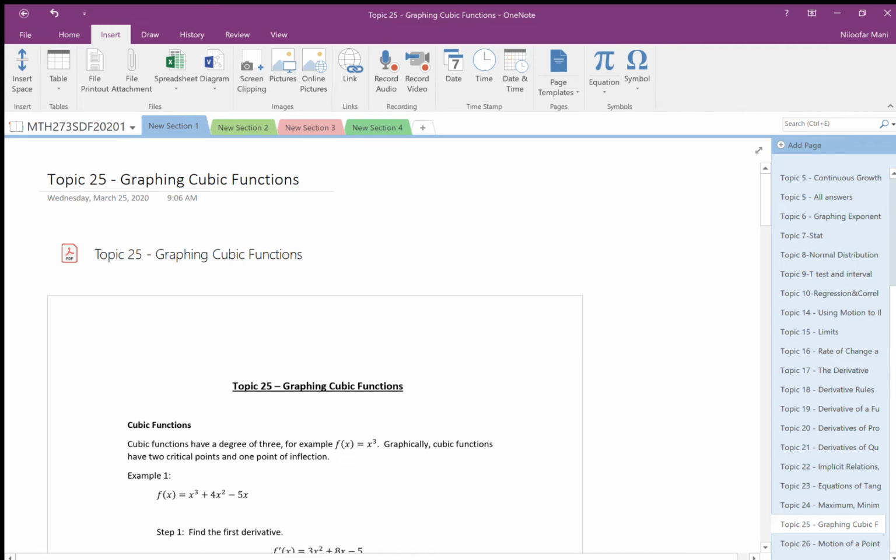Hi everyone, here I am continuing on the lesson. Here we have topic 25, which is graphing.